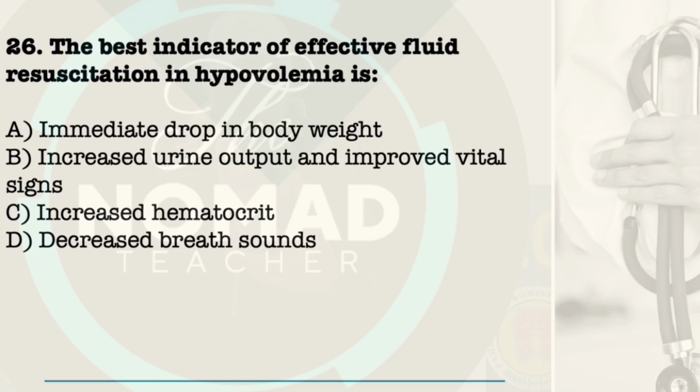26. The best indicator of effective fluid resuscitation in hypovolemia is A. Immediate drop in body weight. B. Increased urine output and improved vital signs. C. Increased hematocrit. D. Decreased breath sounds.